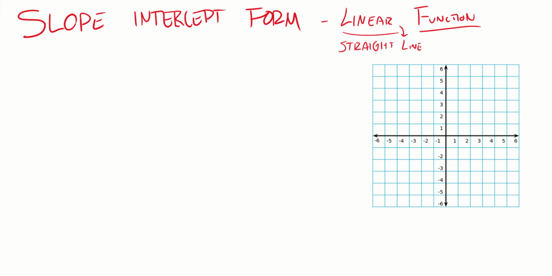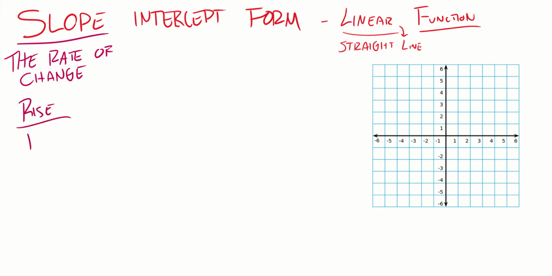Okay, so we can use the slope and the intercept to tell us what we need to know. Now, we've already talked about slope. Slope is the rate of change. And we find it by doing our rise over our run. Right? We'd say how much do things go up and down divided by how much do things go side to side.